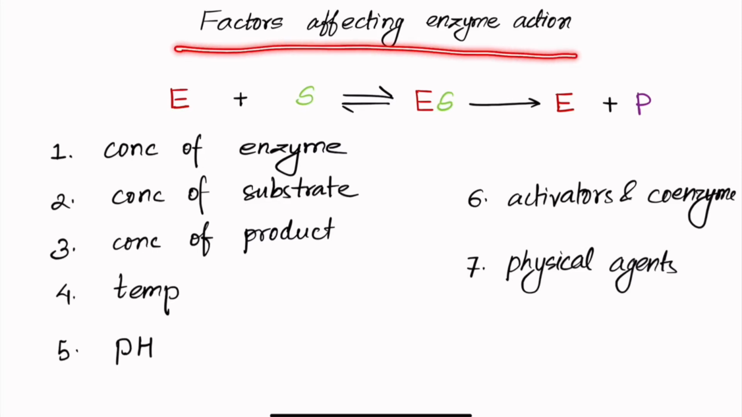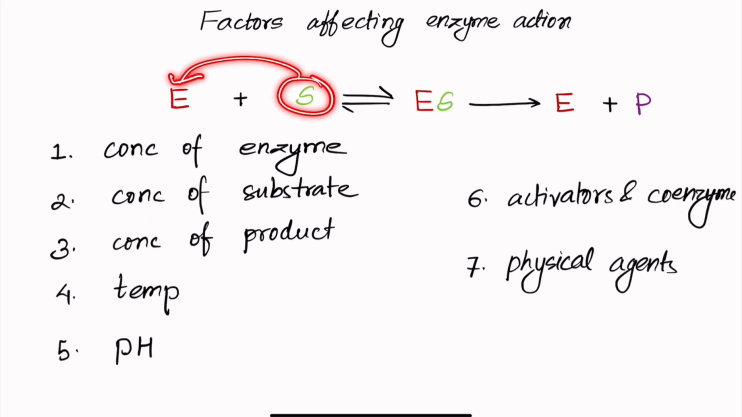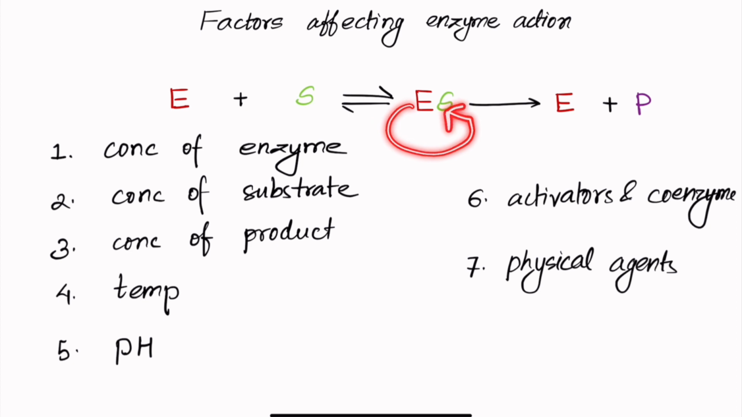Factors affecting enzyme action. The substrate combines with an enzyme to form enzyme substrate complex. The enzyme brings about changes in the substrate and forms product. So there are three things that you can see in this particular reaction: enzyme, substrate, and product. The concentration of all these three affect the activity of the enzyme.